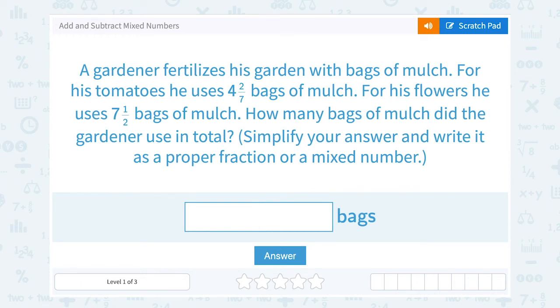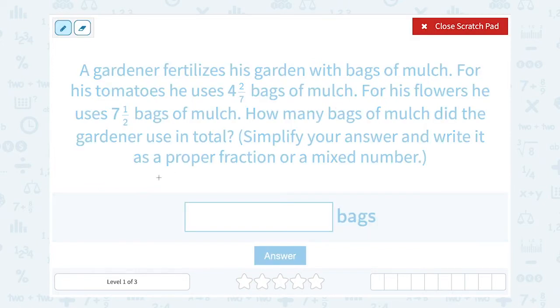Let's take a look at how to add and subtract mixed numbers. A gardener fertilizes his garden with bags of mulch. For his tomatoes, he used 4 2/7 bags of mulch. For his flowers, he used 7.5 bags of mulch. How many bags of mulch did the gardener use in total?